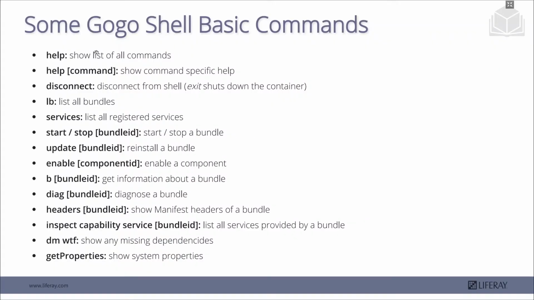Another good command is diag. If something is wrong with an OSGi bundle, you can type diag followed by the bundle ID number, and it'll tell you what's wrong. If it's trying to import something or if there's a requirement not met, diag will let you know. And then the last one I want to highlight here is headers. Headers allows us to basically look at the headers of the manifest file. So also a very useful command.